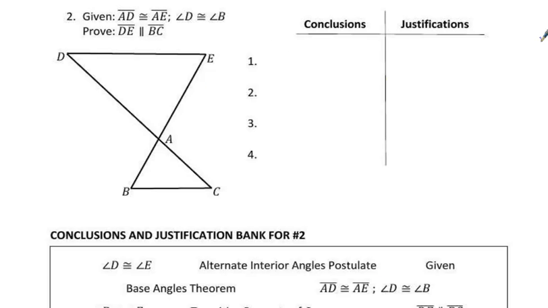Number 2. This time the conclusions and justifications were left blank, but there was a bank for you to help out. We always get started with the given exactly as is. Side AD is congruent to side AE, and angle D is congruent to angle B. I know this is true because it was given.